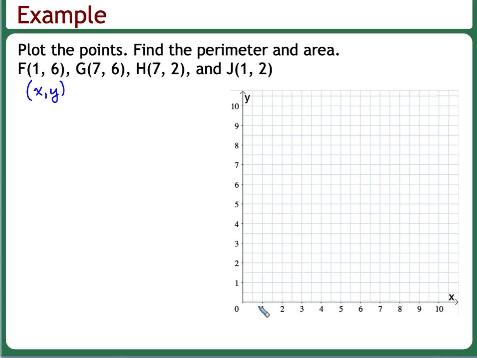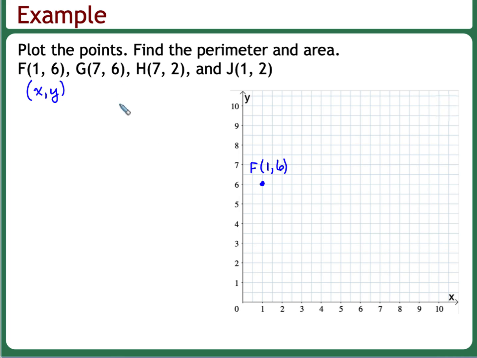So depending on the graph paper you're using, or if you're using something online, always make sure that you're using the correct units. See if there's half units. See if the values go up by 2 or 5, or in this case, half units. All right, so for 1, 6, we go in the x direction to the right 1, then we go in the y direction vertically up to 6, and that's point F at 1, 6.